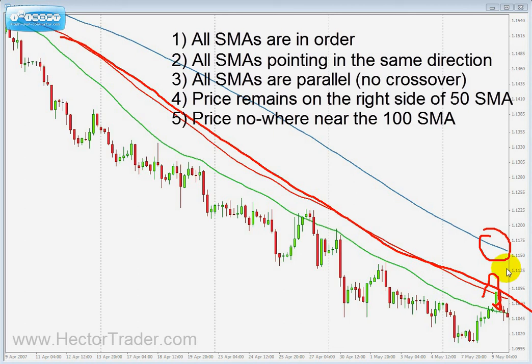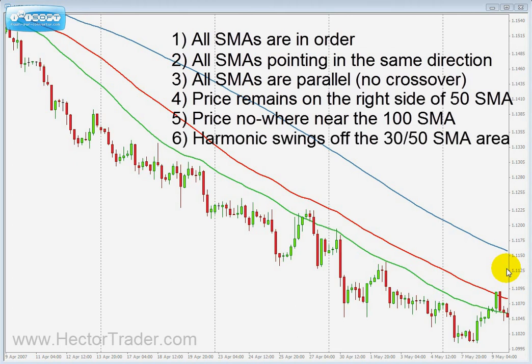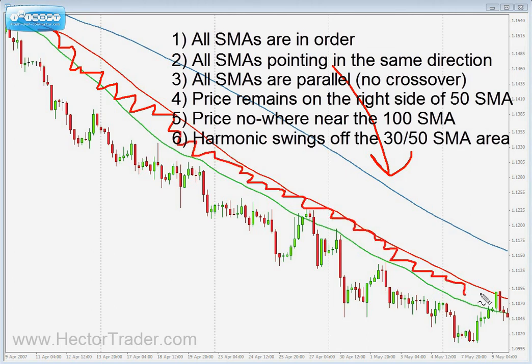And finally, the sixth condition is that price swings harmonically off the area between the 30 and the 50 simple moving average. That's what I call the dynamic area of support and resistance. Well, in this case, resistance, since we are in the downtrend. I usually mark the area between the 30 and the 50 simple moving average as a dynamic area of resistance. I like all the swings to take off from this area.